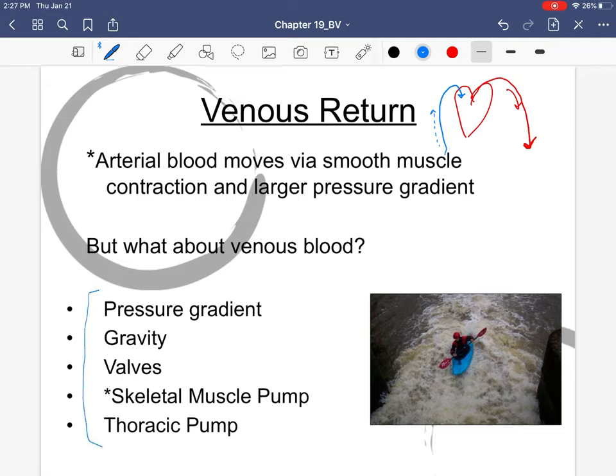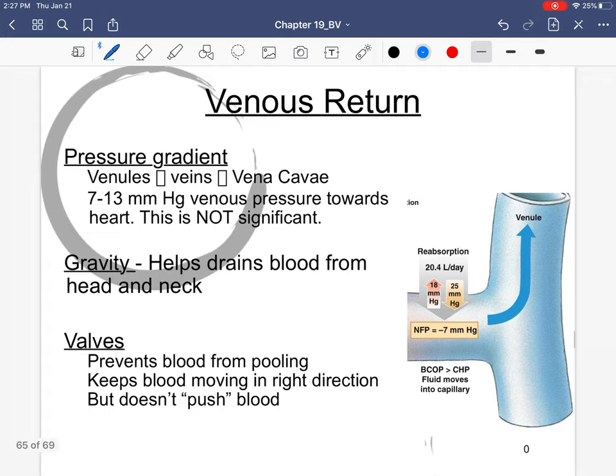Oftentimes against gravity. Think about the veins in your legs. They've got to pump blood against gravity. Well, these are all ways in which we can do that, and we're going to talk about each one. But what we rely on most is the skeletal muscle pump. So we're going to talk about all of them, and I'd like you to know that they all exist. But what we end up relying on most is the skeletal muscle pump.